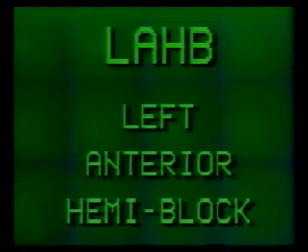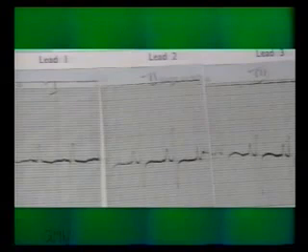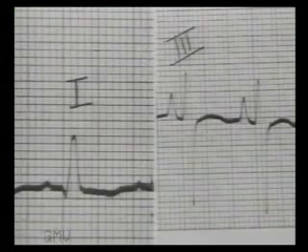Left anterior hemiblock. The left bundle branch has two fascicles, anterior and posterior. Sometimes only the anterior fascicle of the left bundle branch is affected, causing pure left axis deviation. This is called left anterior hemiblock. It is suspected when there is left axis deviation with no other causative factor, with QR pattern in lead 1 and RS pattern in lead 3. The QRS is slightly widened but not to 3 small squares.